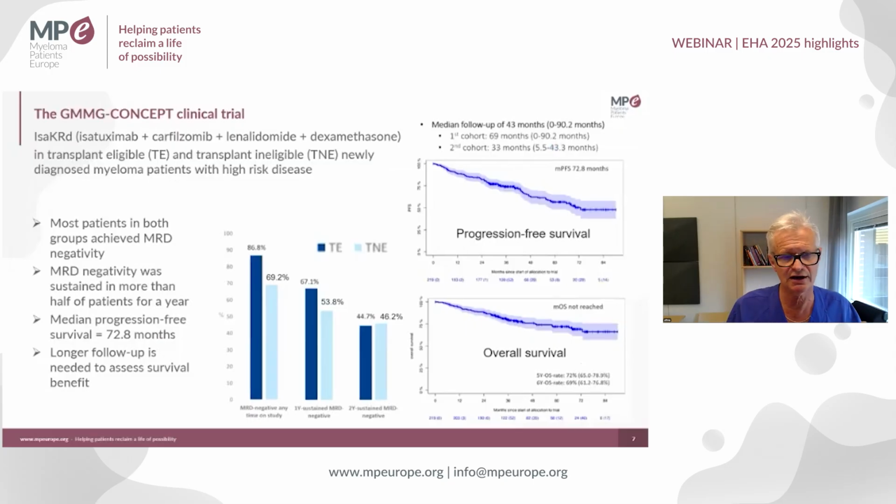Another study with this CD38 plus KRD, in this case isatuximab, that was a GMMG concept trial, where they checked this in transplant eligible patients and also in patients that were not transplant eligible. And you could see that with this quadruplet, they had a very good result when it comes to MRD negativity. And you could also see that it's sustained for a long time. And so far we could say that the median progression-free survival is more than 70 months, but it's also very early to say where this will end. And at the bottom right, you see for overall survival, that is how long you survive at all, that curve is very immature still, because it's such good results with a combination.